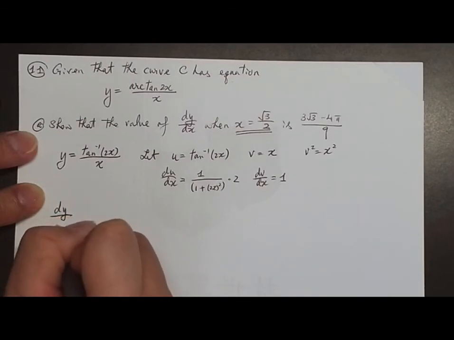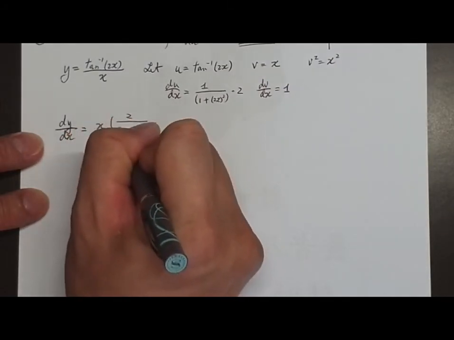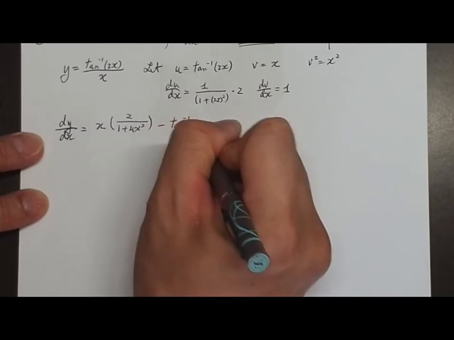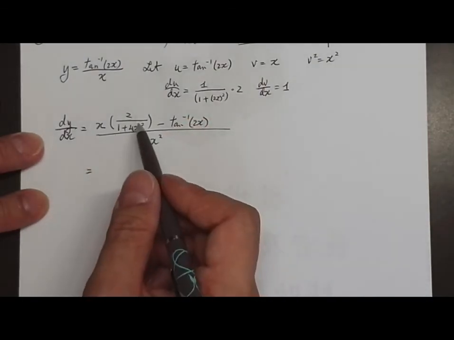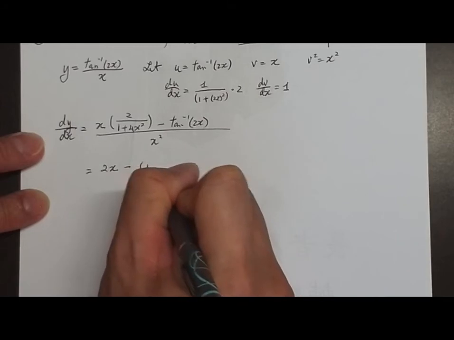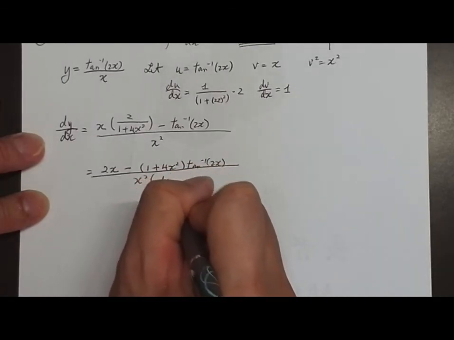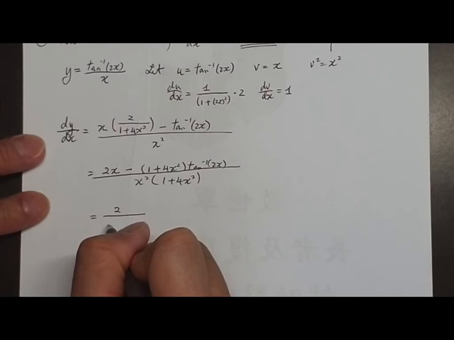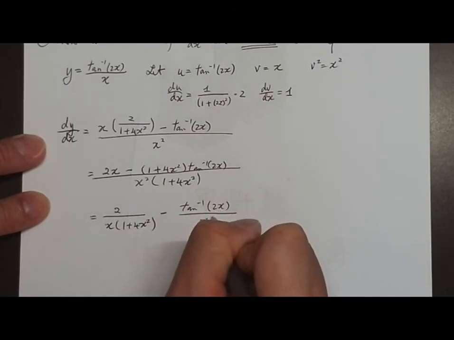By the quotient rule, dy/dx is equal to x multiplied by 2 over 1 plus 4x squared minus arctangent 2x multiplied by 1, over x squared. And we multiply the numerator and the denominator by 1 plus 4x squared. We got 2x minus 1 plus 4x squared arctangent 2x over x squared times 1 plus 4x squared. And we can rewrite this into 2 over x times 1 plus 4x squared minus arctangent 2x over x squared.